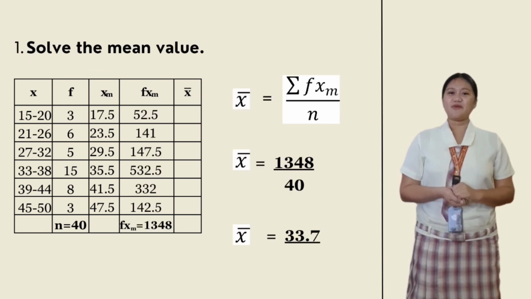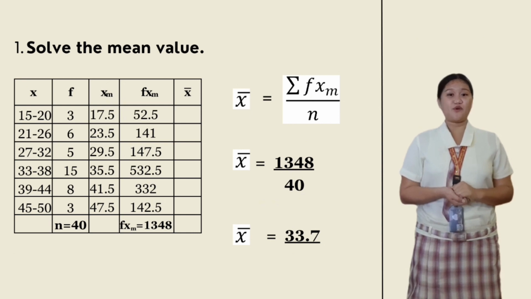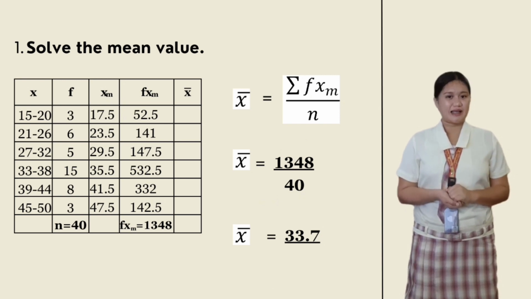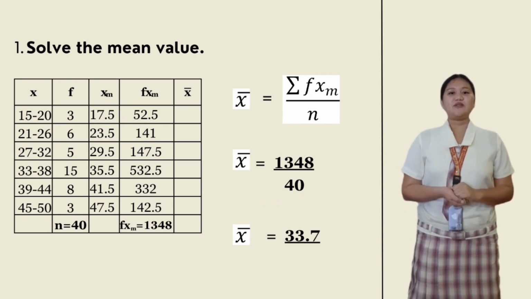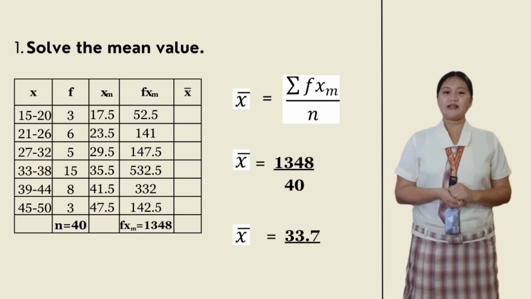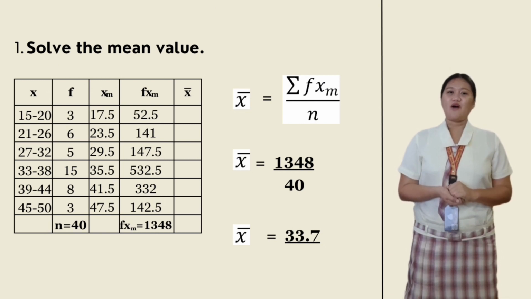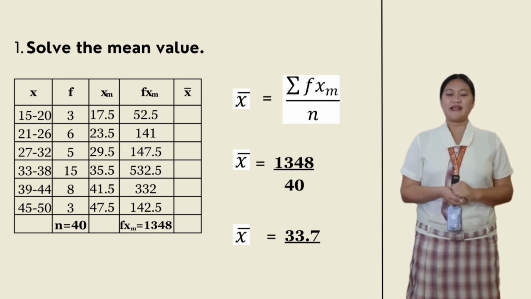So our summation of the products between the frequency and the midpoint is 1,348. And now let's solve the mean value. Let's use the formula of the mean for group data. So we have mean is equal to the summation of the products of each class interval midpoint and its corresponding frequency divided by the total number of frequency in the group data.